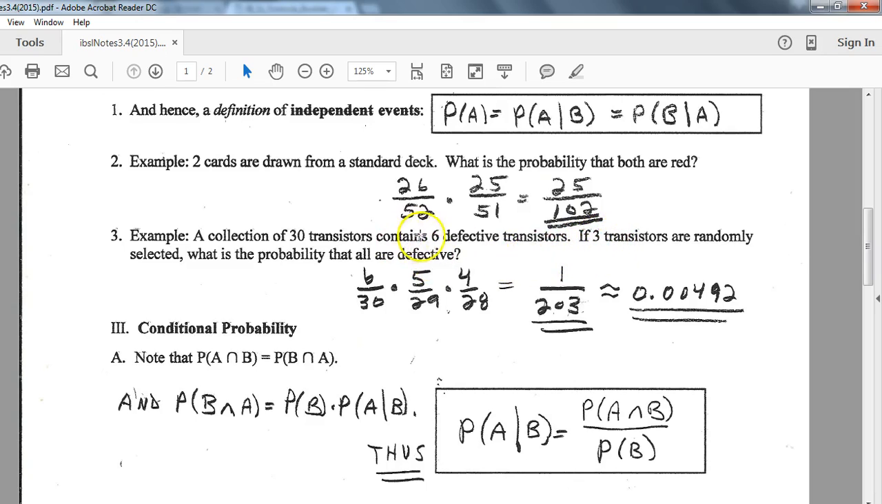Well, for the first one, there are 6 out of the 30 that are defective. So 6 out of 30 that the first one I pick is defective. Given that this happened, well, now there are only 5 defective left out of the 29 remaining transistors. Given that this happened, well, now there's only 4 left on the third event out of the 28 remaining. And so that would be our setup, which we would probably just leave as a fraction in a case like this. Notice this would be the answer to 3 sig figs.